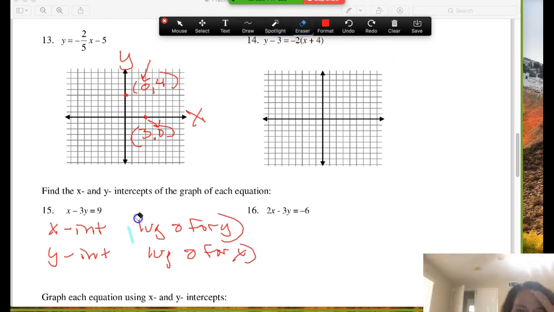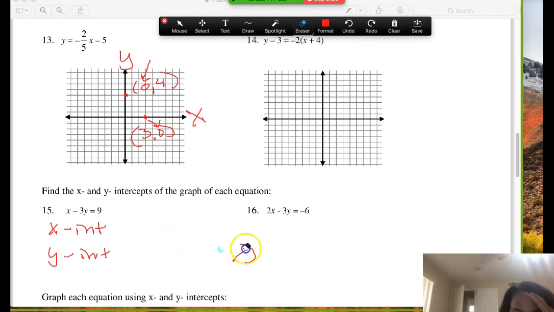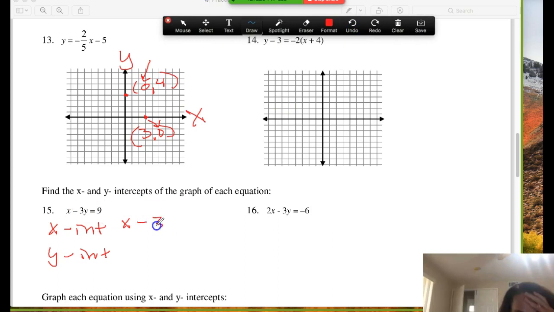So let's go ahead and do that. Find the x-intercept. I'm going to plug in 0 for y. You're going to get x minus 3 times 0 equals 9. Well, 3 times 0 is just 0. So x equals 9. So what's the x-intercept? X equals 9. You plugged in 0 for y, so the point would be 9, 0. So x equals 9 or 9, 0.